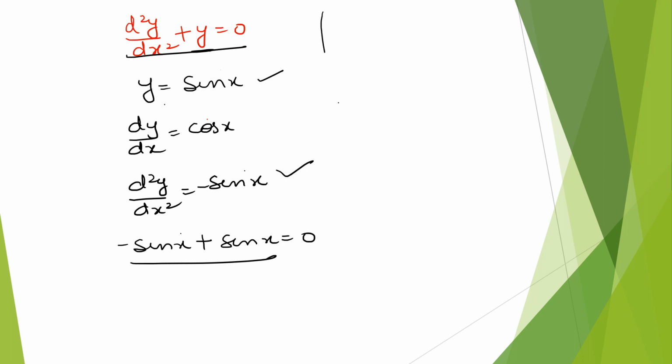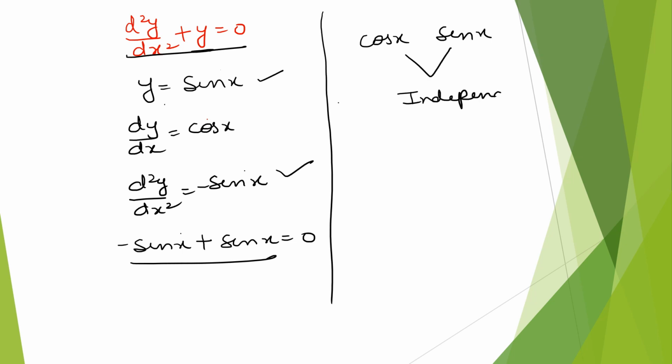So we have two independent solutions, and what are those solutions? Cos x and sin x. These two are independent solutions. Why so? We cannot generate cos x by using sin x, or by just multiplying sin x with any constant. Similarly, we cannot generate sin x by just multiplying cos x with some constant. So these are the independent solutions.